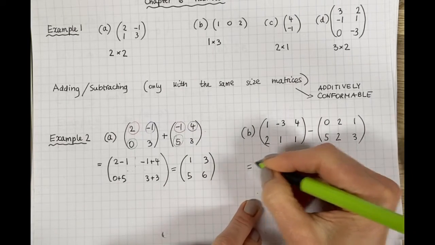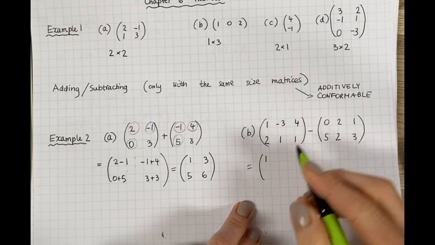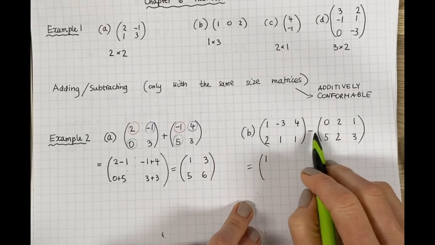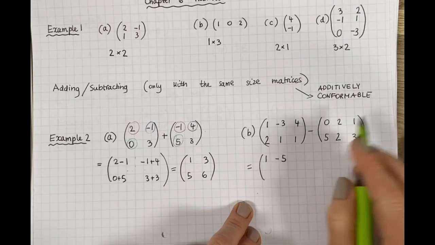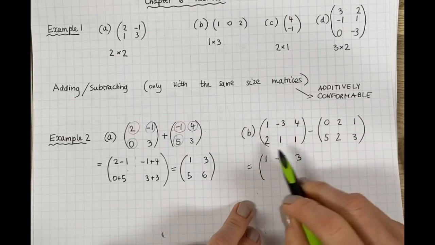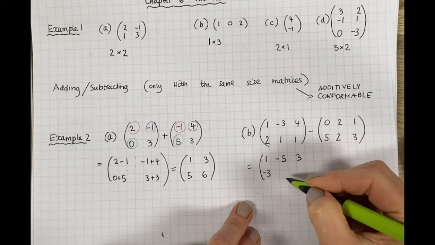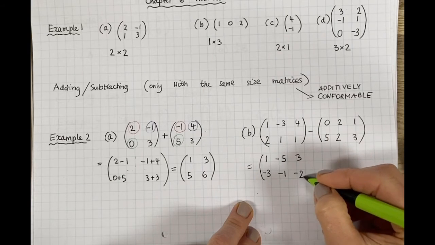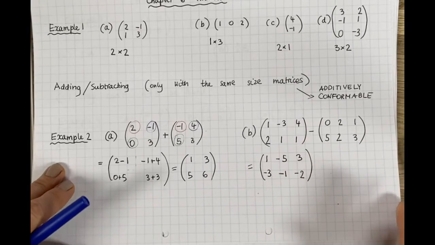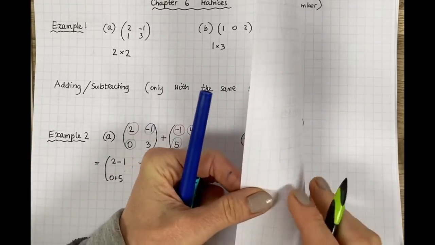Okay, so let's do this one a bit quicker. 1 take away 0, the top left entry is 1. Minus 3 take away 2, minus 5. 4 take away 1 is 3. 2 take away 5 is minus 3. 1 take away 2 is minus 1. 1 take away 3 is minus 2. There you go.